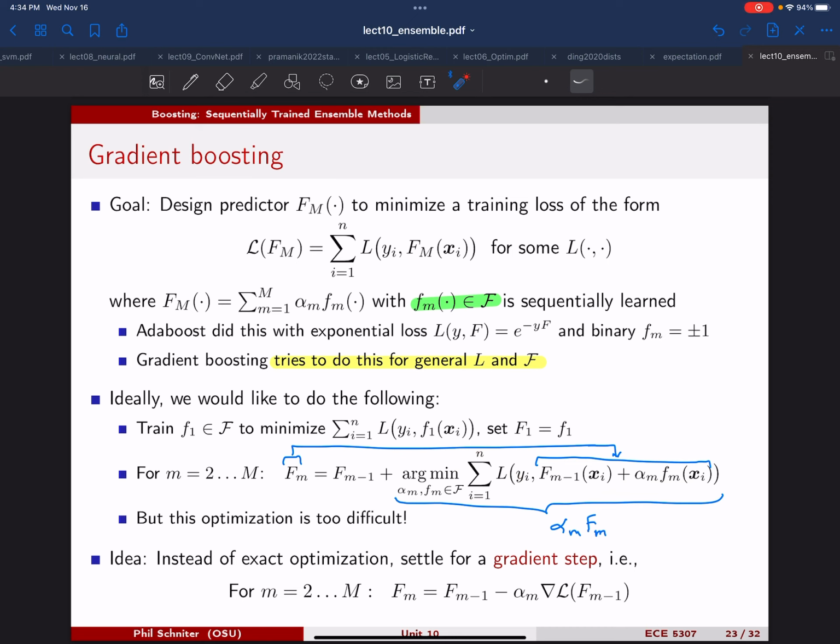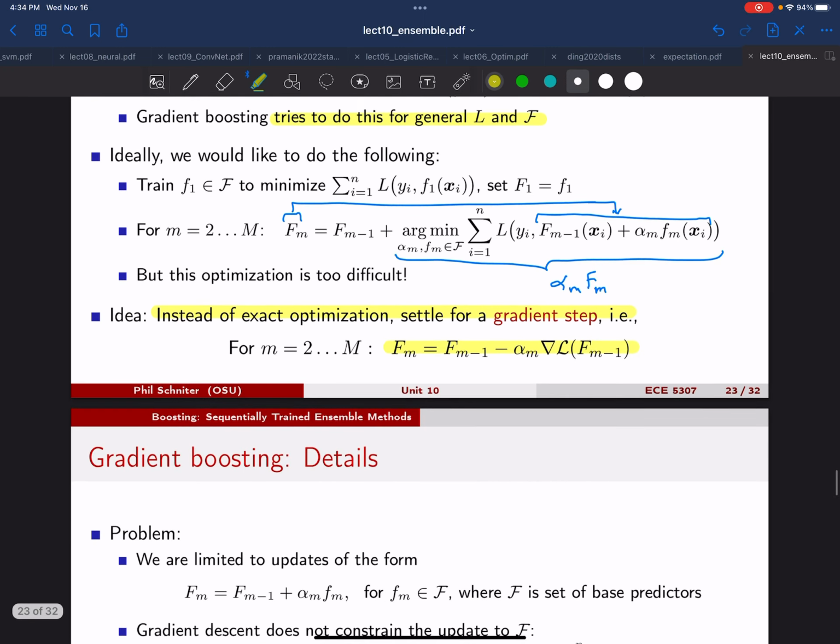Turns out that is just too difficult. We can't attack that totally general problem. So instead of doing a strict optimization here, the idea behind gradient boosting is we approximate that with a gradient step. Okay, rather than exact alpha m times fm, we take our last boosted classifier, and you can see we take minus gradient of the loss with respect to the boosted classifier, and we're going to use alpha m as a step size. So that's the main idea behind gradient boosting, or one of the main ideas.